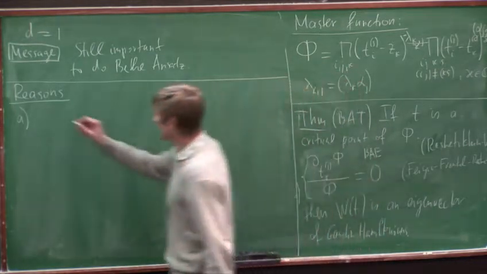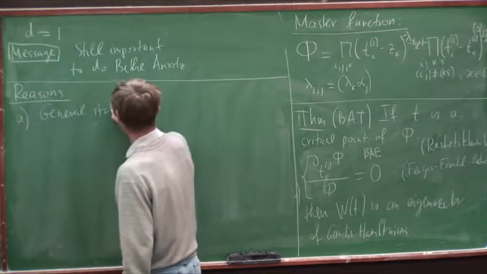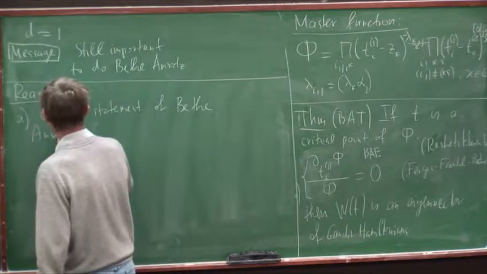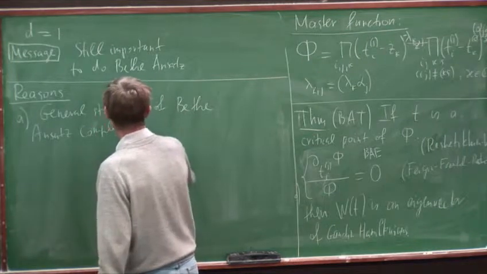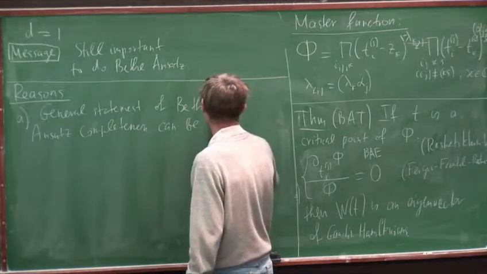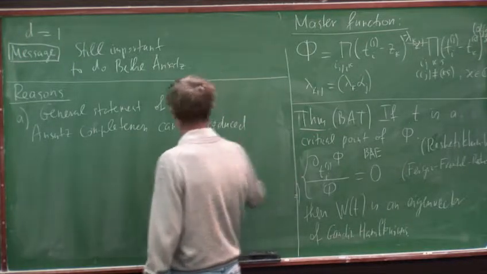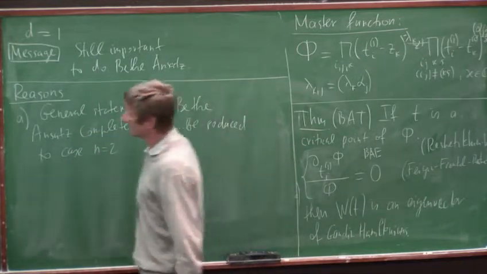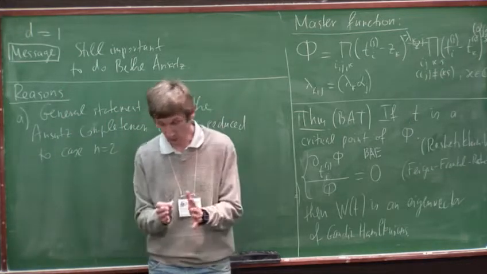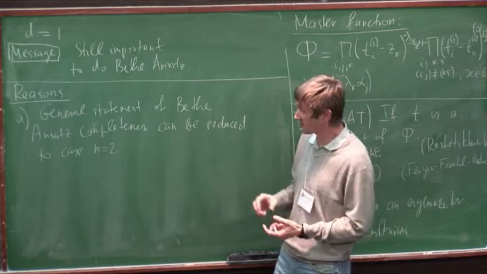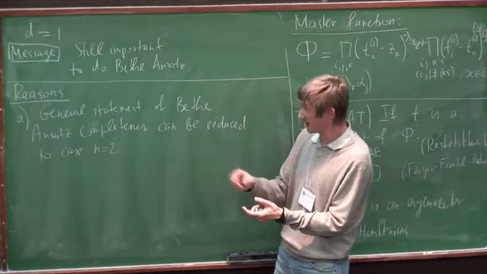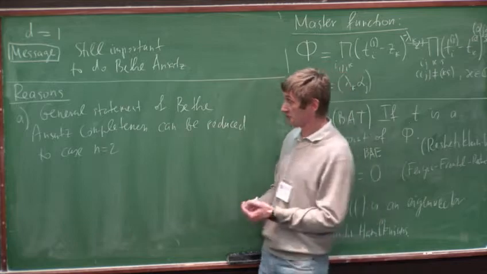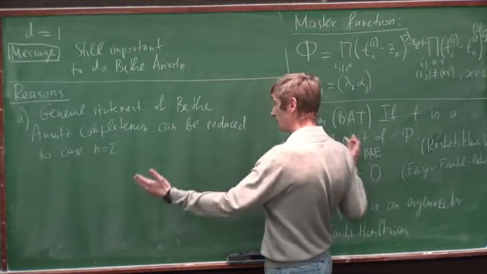the general statement of Bethe ansatz completeness can be reduced to cases like this, to the case n equal 2 usually. In fact, you have here parameters z1, z2, zn, and if you start pushing them together, you will see that if they go together with different speeds, every time you see in the limit n equal 2 systems. And if you can solve n equal 2 systems, then you can deform a solution and prove that Bethe ansatz completeness is correct for large systems.